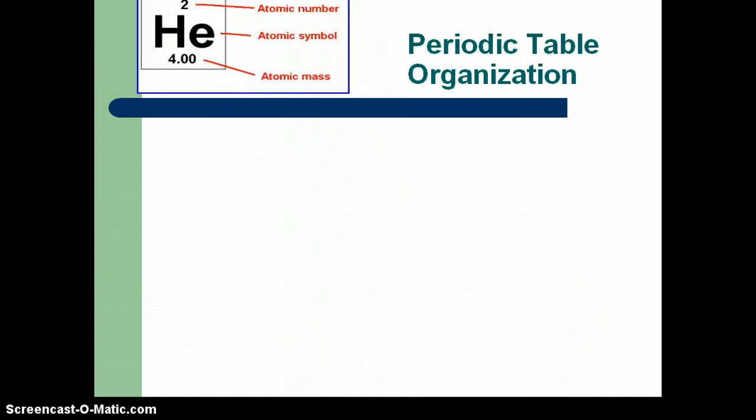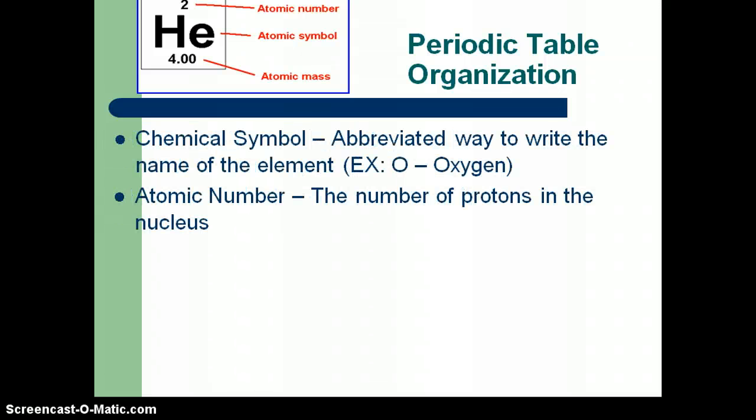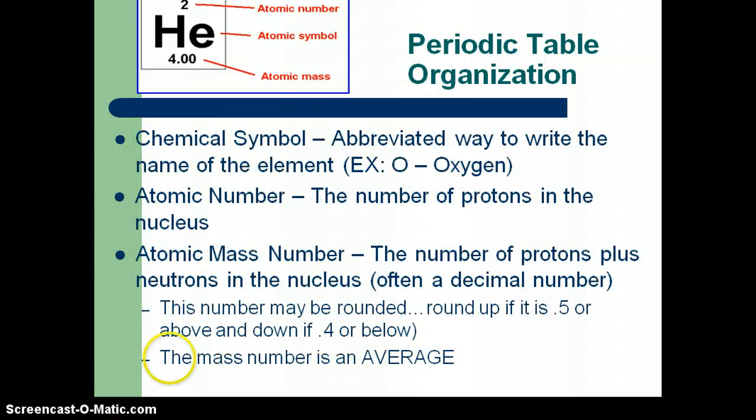Periodic table organization is shown here. We did do this the other day in our notes, but you do need to have an idea of what you're finding on the periodic table when you look at it. So let me see if I can get the pen going here. Seems that my mouse does not want to work. There we go.